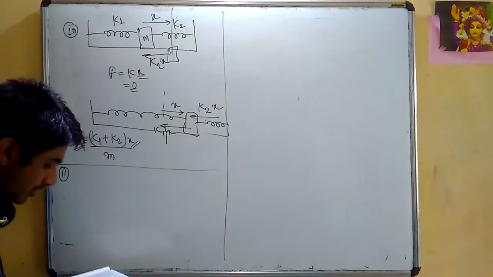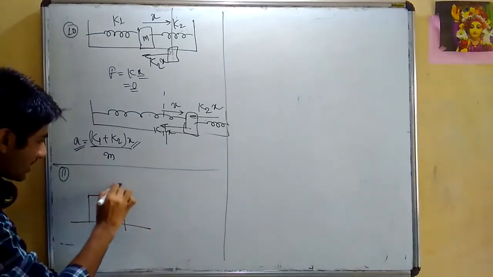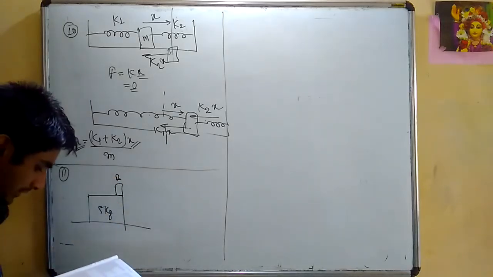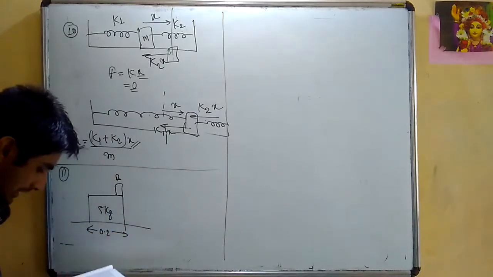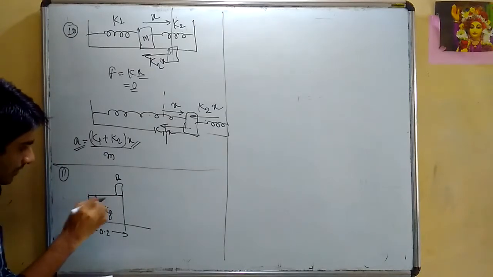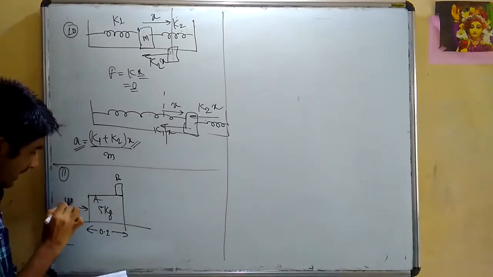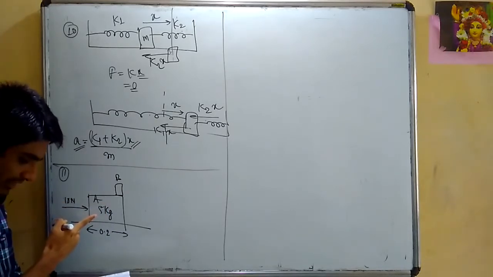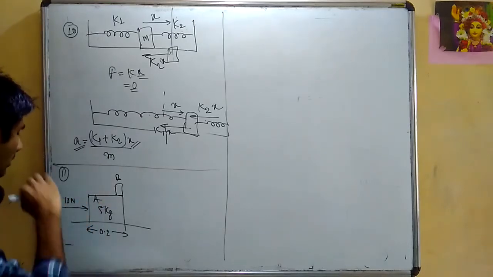Small block B is placed on another block A of mass 5 kg. B is placed on another block of mass 5 kg and length is 20 centimeter, that is 0.2 meter. Initially, the block B is near the right end of block A. A constant horizontal force of 10 Newton acts on block A. Okay. All the surfaces are assumed frictionless. Find the time elapsed before the block B separates from A.